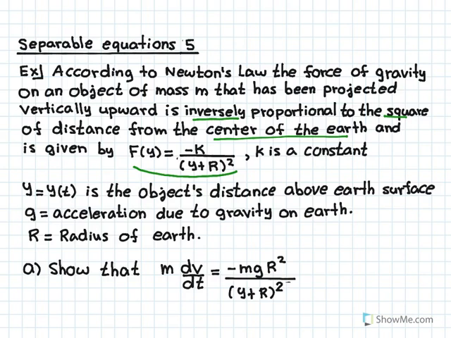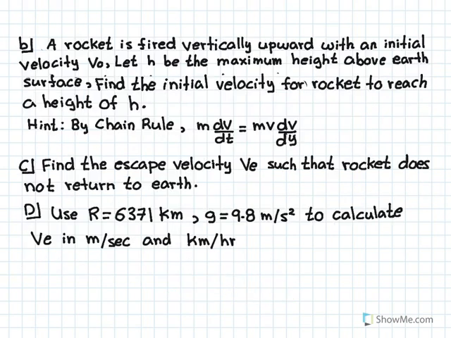K is a constant. y = y(t) is the object's distance above the surface of the Earth. g is the acceleration due to gravity, and R is the radius of Earth. Part A of the question asks us to show that mass times acceleration, m dv/dt, is equal to -mgR^2/(y+R)^2. Part B: a rocket is fired vertically upwards with an initial velocity v0. Let h be the maximum height above the Earth's surface. Find the initial velocity for the rocket to reach a height of h.